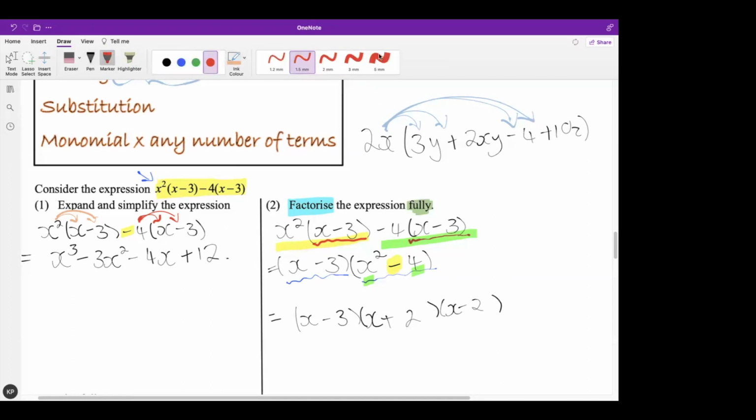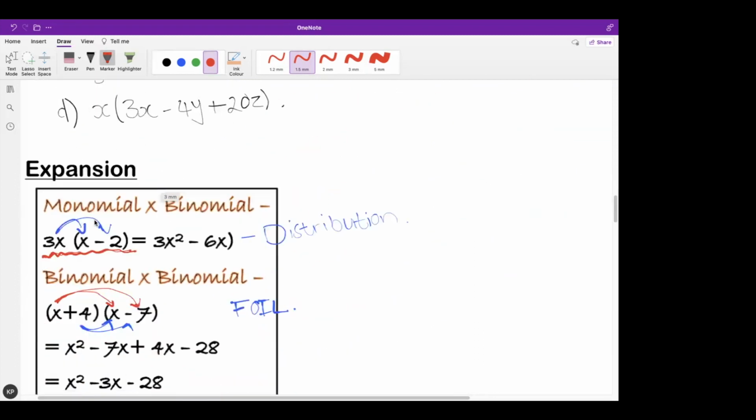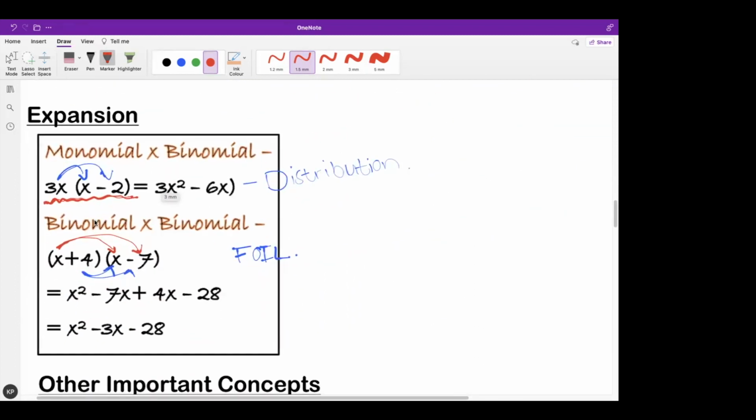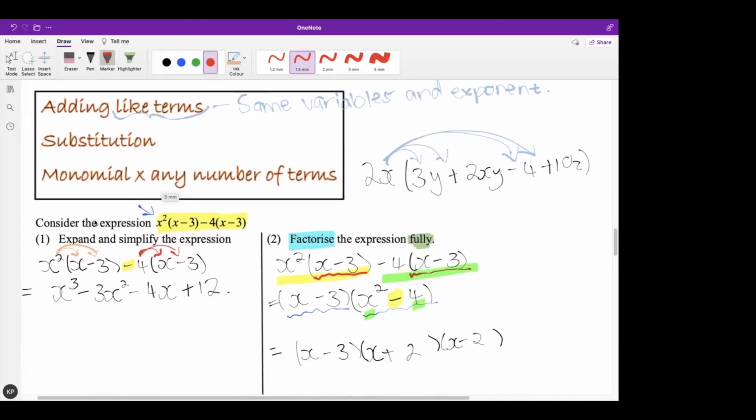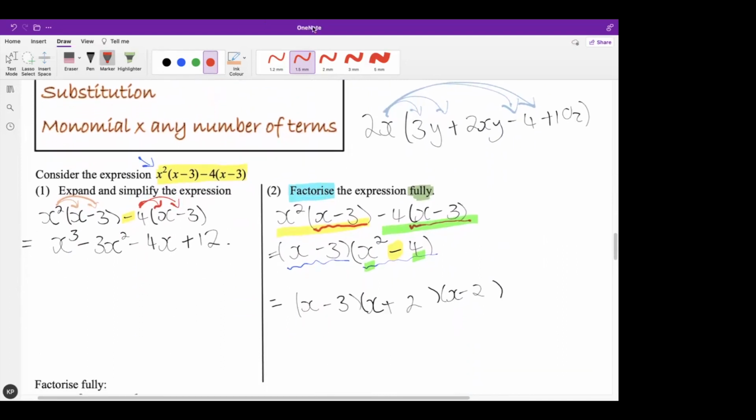Okay, do we see that the solutions for these two are vastly different? We use the same expression, but because of what my instruction was, I end up with 2 separate solutions. So it's important to know your vocabulary. If they say factorize, you do one of these. They say expand, you do one of these. If they say simplify, then it's stuff like adding like terms. So you must learn the difference between the two.